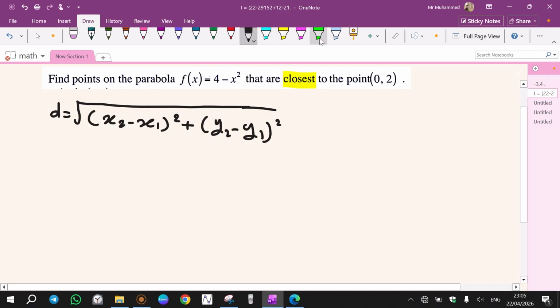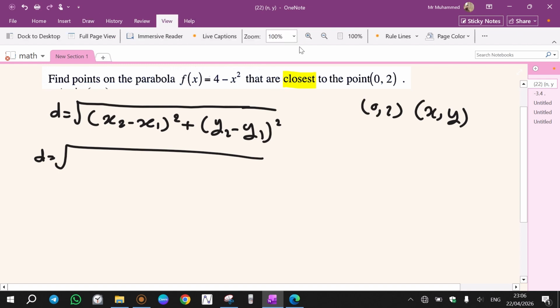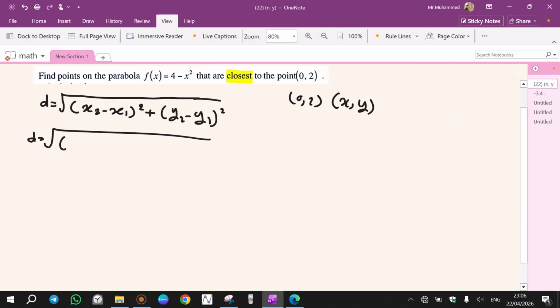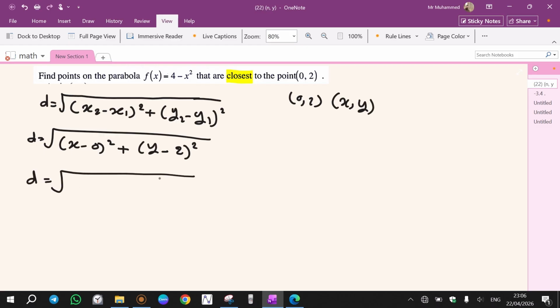Now, one (x, y) that we know is this point, (0, 2). The other one is a point (x, y), which we don't know. Okay, now let's put these 2 points in this rule. Distance equal to square root of (x minus 0) squared plus (y minus 2) squared. All right. Now, x minus 0 is just x. Now I have distance equal to square root of x squared plus this side, we need to replace the y.